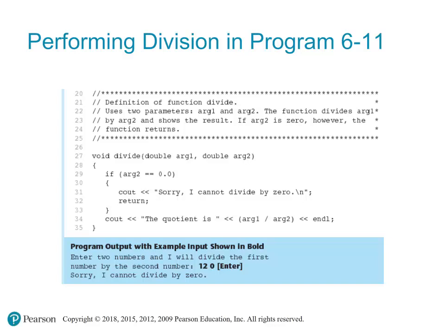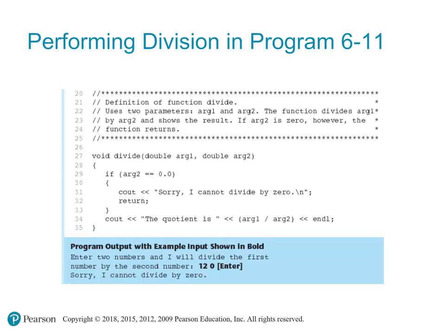The function divide is defined to take two double parameters, arg1 and arg2. It returns void, meaning it doesn't return any value to the calling function. Inside the function, there's a check for division by zero using if (arg2 == 0.0).